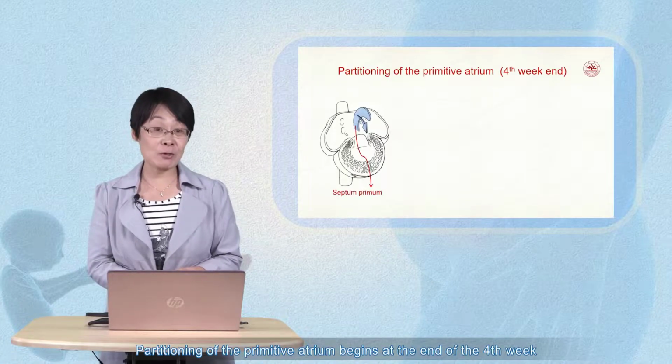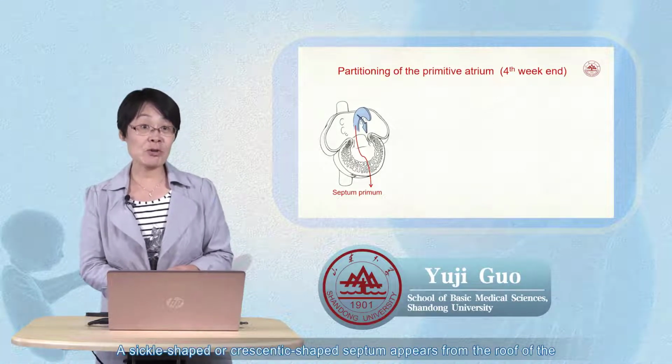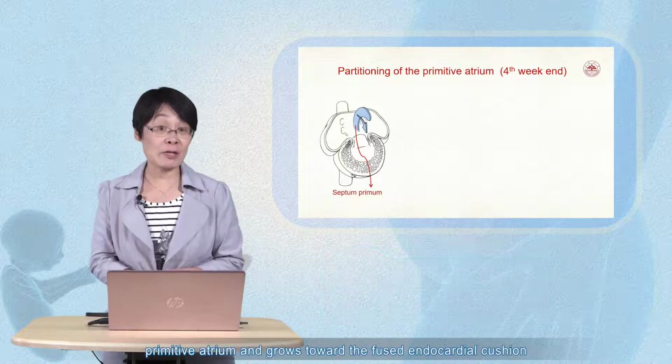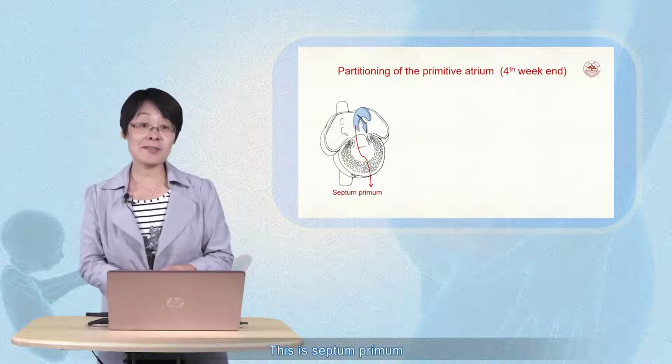Partitioning of the primitive atrium begins at the end of the 4th week. A sickle-shaped or crescentic-shaped septum appears from the roof of the primitive atrium and grows toward the fused endocardial cushion. This is septum primum.